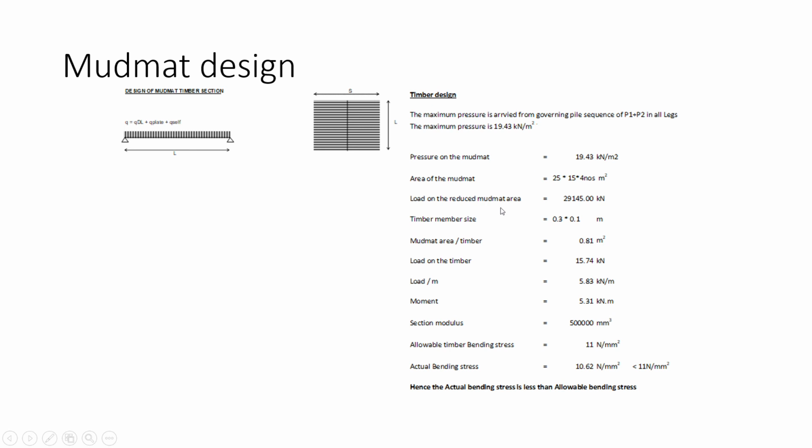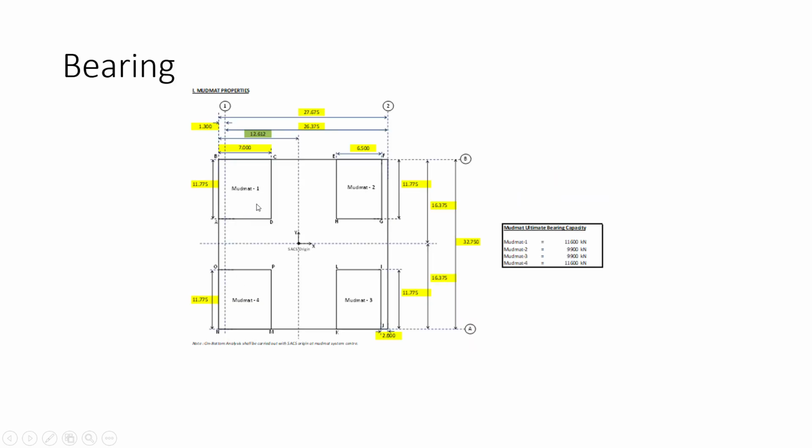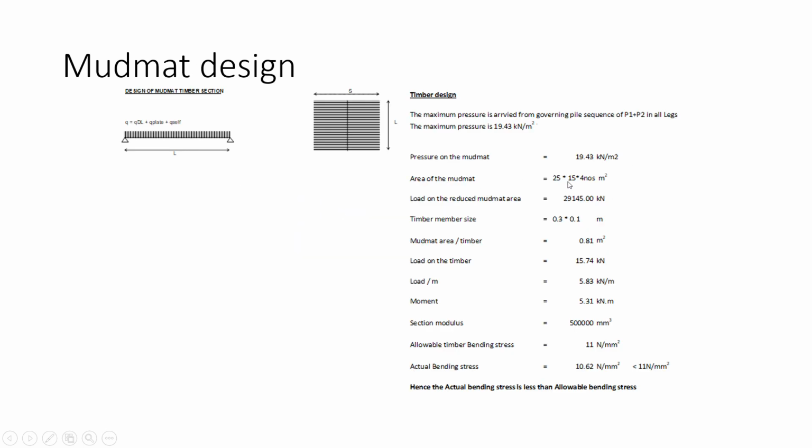The maximum pressure on the mud mat, you have to check out of these 4 mud mats, what is the maximum bearing pressure. So what is the area of mud mat, the load on the reduced mud mat area, and size. This is nothing but WL square by 8, that's all. WL square by 8, the allowable bending stress by actual bending stress, that's all, nothing great in it. This is the design of timber. The same thing you can replace with steel. Whether the steel is okay or not, that beam you have to check. Also the plate you have to check. That is part of the miscellaneous calculation. This you have to check by hand calculation, not from the program.